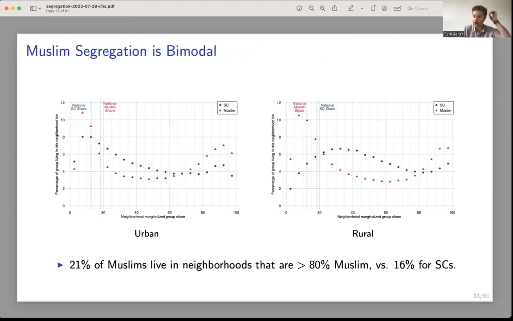So if you look on the figure to the left, what we see is that while SCs are more segregated overall, that's sort of the blue dots in the middle of this distribution show that there are many more neighborhoods that have 40, 50% SCs than there are Muslims. There are more neighborhoods that are 80% Muslim than there are that are 80% SC. So Muslims are more likely to be found in neighborhoods that are extremely high in their Muslim share. But there are more SCs found in neighborhoods that are kind of in the middle ranges. And that leads to them being more segregated overall by this dissimilarity measure.